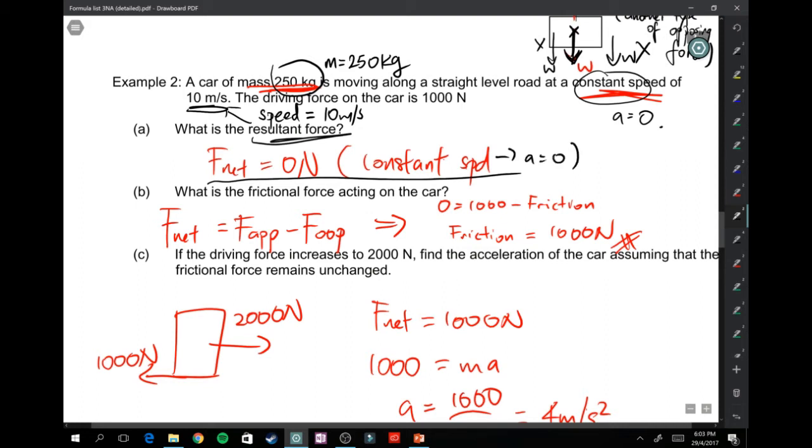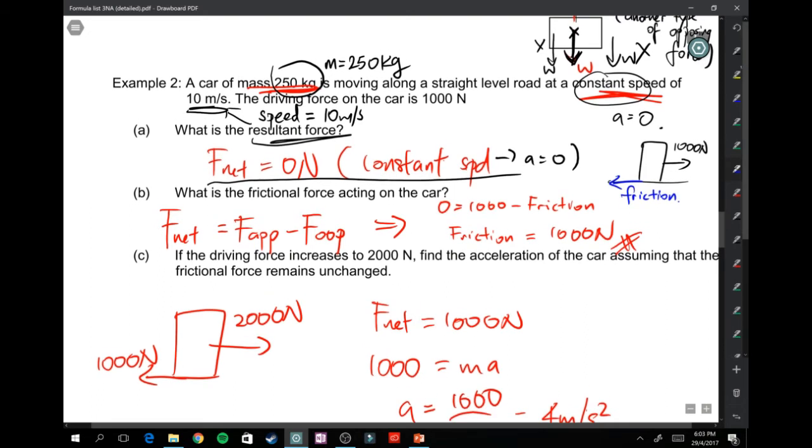What is the frictional force acting on the car? We just need to draw the free body diagram. The driving force is 1000 Newton. The friction acts on the floor. If F net is 0, then the blue arrow and the black arrow must give you 0. So 1000 minus friction equals 0, right? So friction must be 1000.